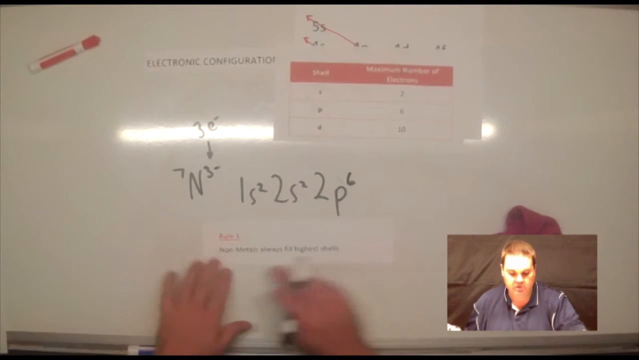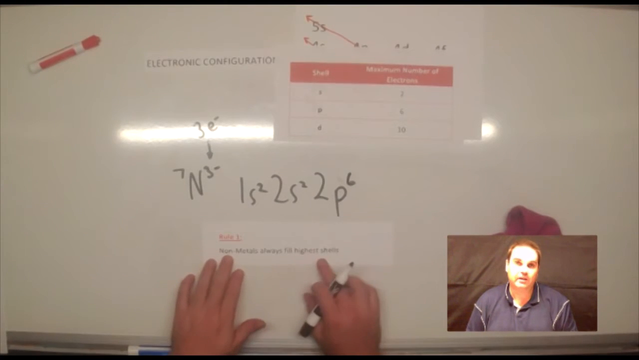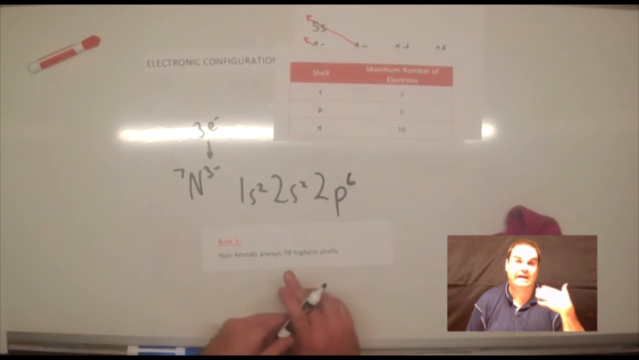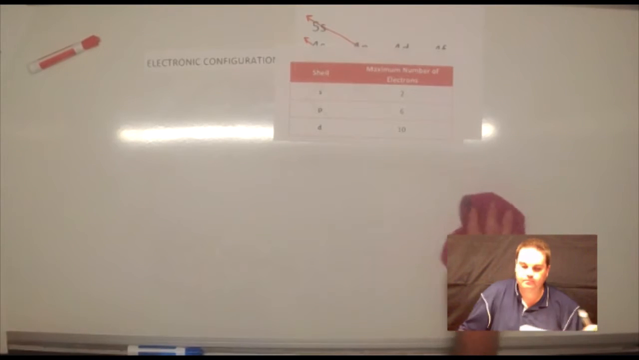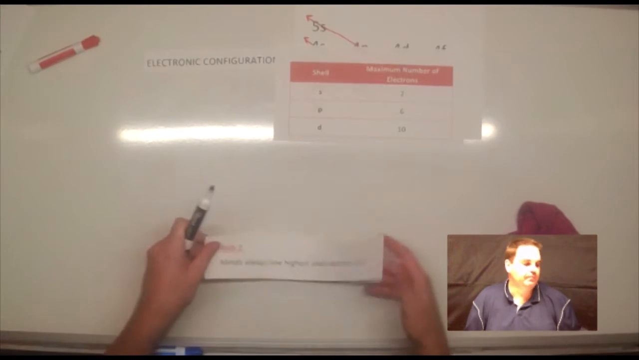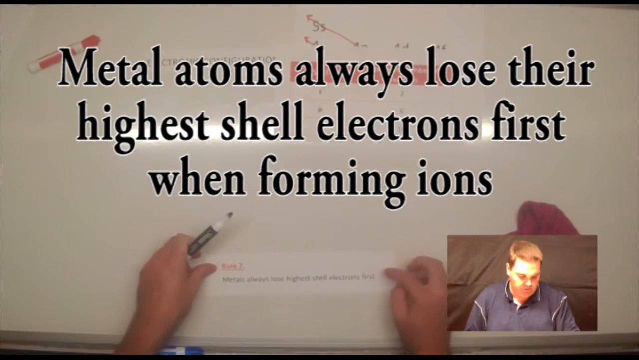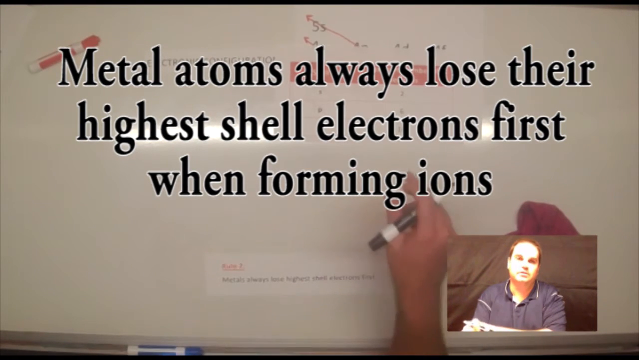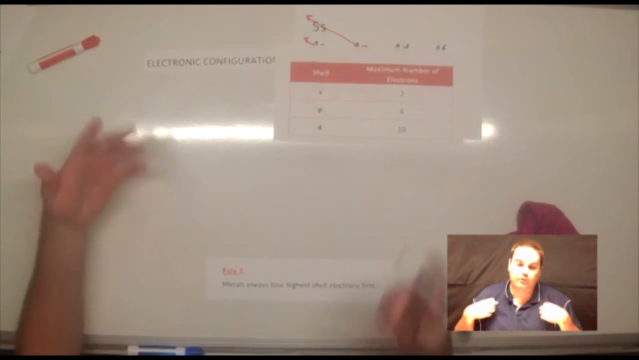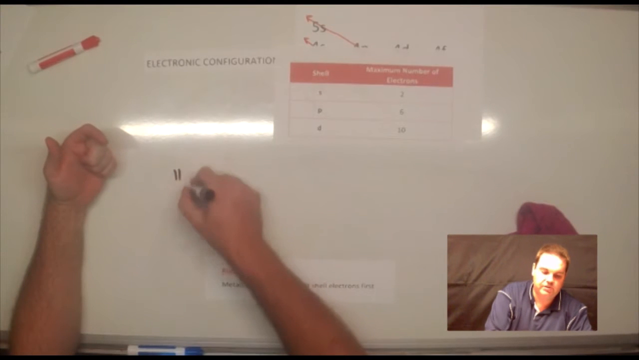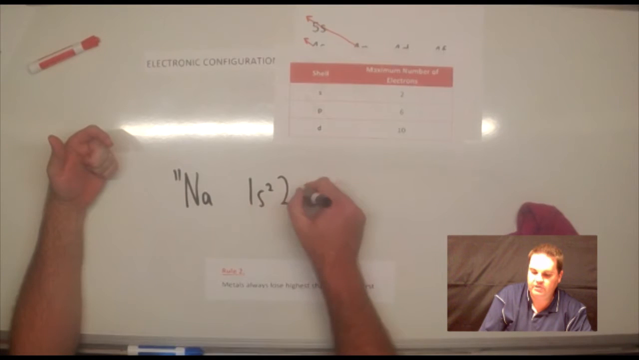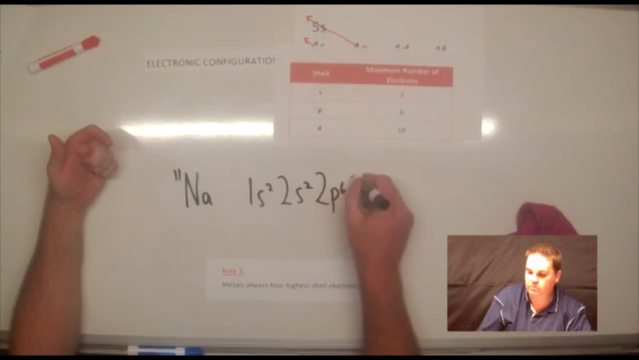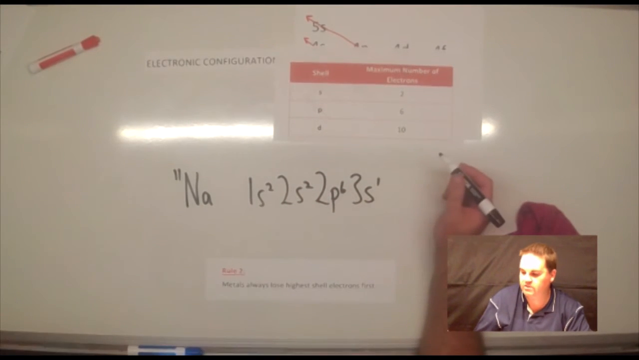So when you have non-metals and you're making ions, you fill your highest shells, just with the number of electrons that you need to get that 8 electrons. When you're looking at metals, I'll introduce the second rule. Metals always lose their highest shell electrons first. So if we take a metal such as sodium, which has an atomic number of 11, its electronic configuration is 1s2, 2s2, 2p6, 3s1.